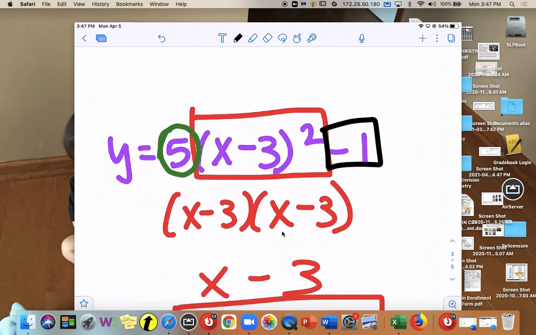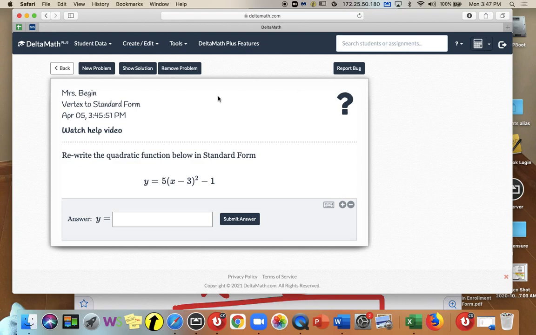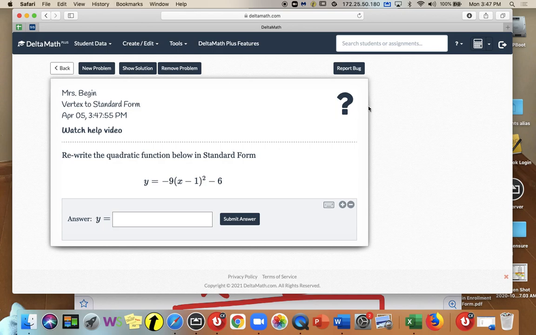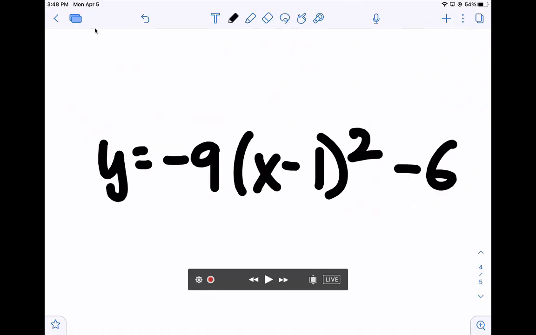So let's do one more of these. And then again, 5 more to try on your own, and Delta Math has more help videos if you need it. So we'll take a look at our last one together. Ooh, lots of negatives in this one. Okay. So let me write it out first. y equals negative 9 times x minus 1 squared minus 6. All right, let's take a look at multiplying this out.